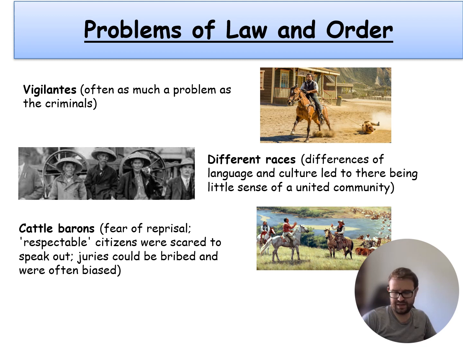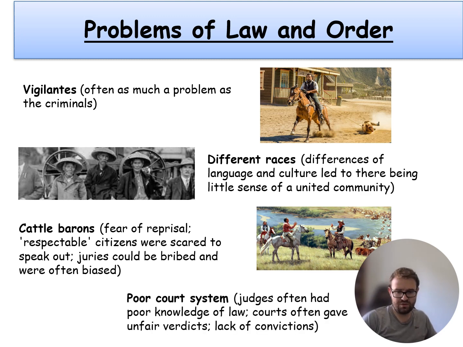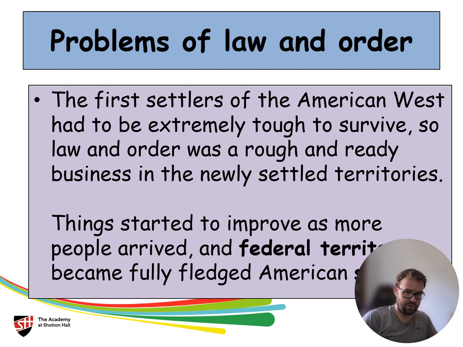Cattle barons basically took matters into their own hands. They basically end up controlling a lot of the juries and the courts that are around because of the money they had, and the poor court system. Judges had poor knowledge of the law. Courts gave unfair verdicts. They could be bribed. Okay, what are the problems?